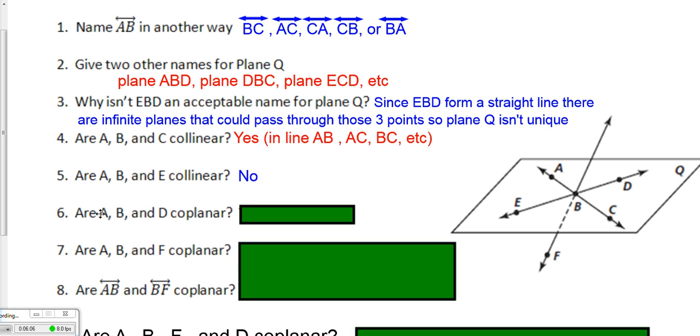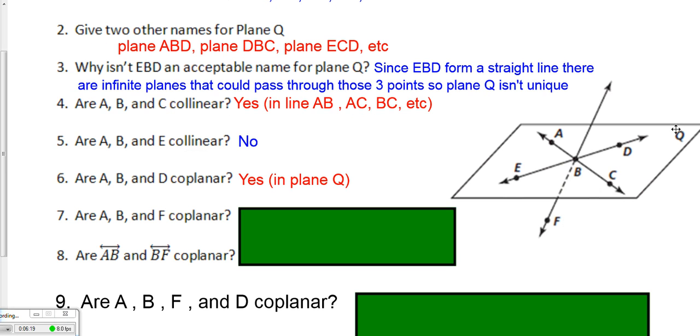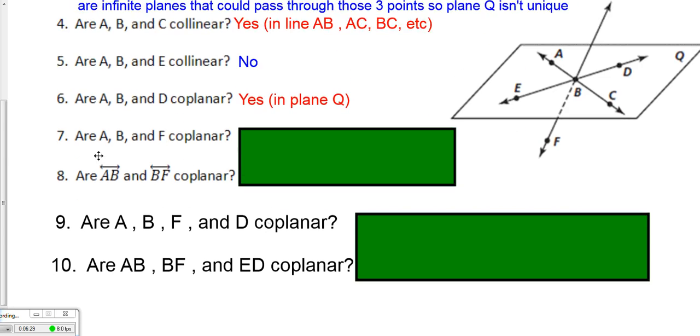Question 6, are A, B, and D coplanar? A, B, D. Coplanar means, are they in the same plane, the same flat surface? And of course, yes, they are. It's in plane Q. This is just kind of the overall name for it, plane Q. That's the plane that they're in. They are coplanar. Now, I don't really like the wording of 7 and 8, so we're going to be a little more specific with these first.